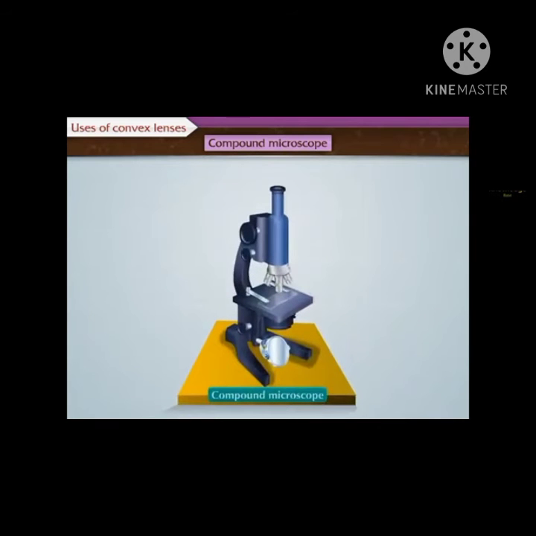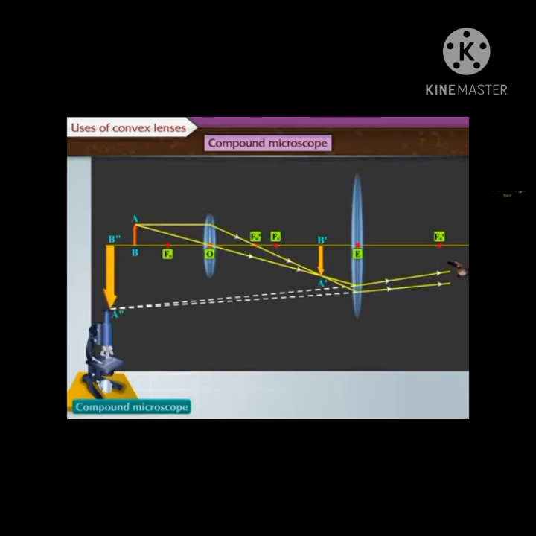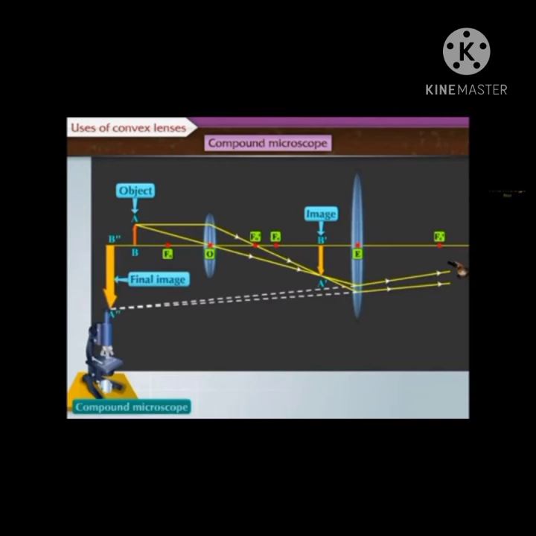These lenses are fitted inside a metallic tube in such a way that the distance between them can be changed. The axes of both the lenses are along the same line as shown here. The magnification occurs in two stages. The image formed by the first lens acts as the object for the second lens. In this way, bigger magnification can be obtained by the combined effect of the two lenses.